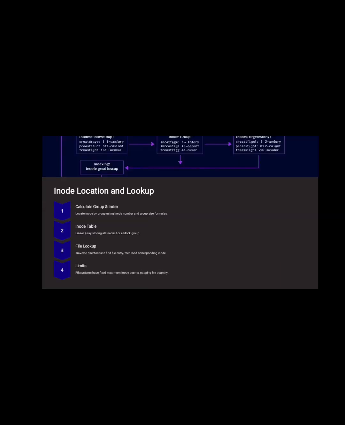Inode location and lookup: calculate group and index. Locate the inode by group using the inode number and group size formulas. Inode table: a linear array storing all inodes for a block group. File lookup: traverse directories to the file entry and then load the corresponding inode. Limits: file systems have fixed maximum inode counts, capping the file quantity.